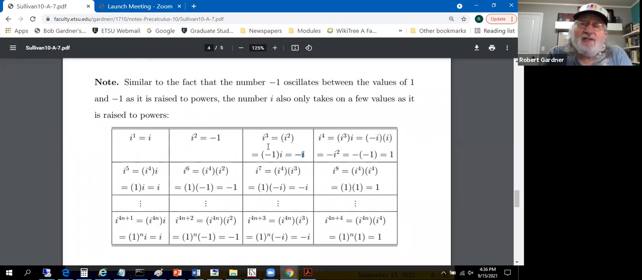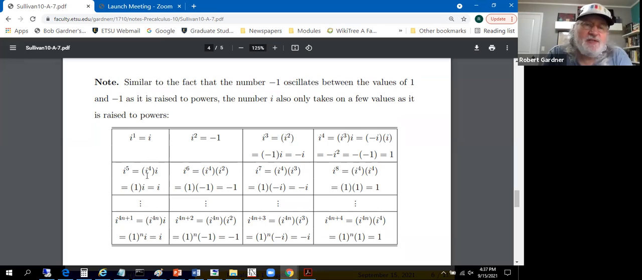2 out of 3 of the i's produce a -1, and we have that third i left over to produce a -i. i to the fourth, well, that's i cubed times i, and we know what i cubed is now. That's -i. So we get -i times i. That's -i squared. i squared is -1. Negative times -1 produces 1 itself. So when you raise i to the first, second, third, and fourth power, you get out i, -1, -i, and 1.